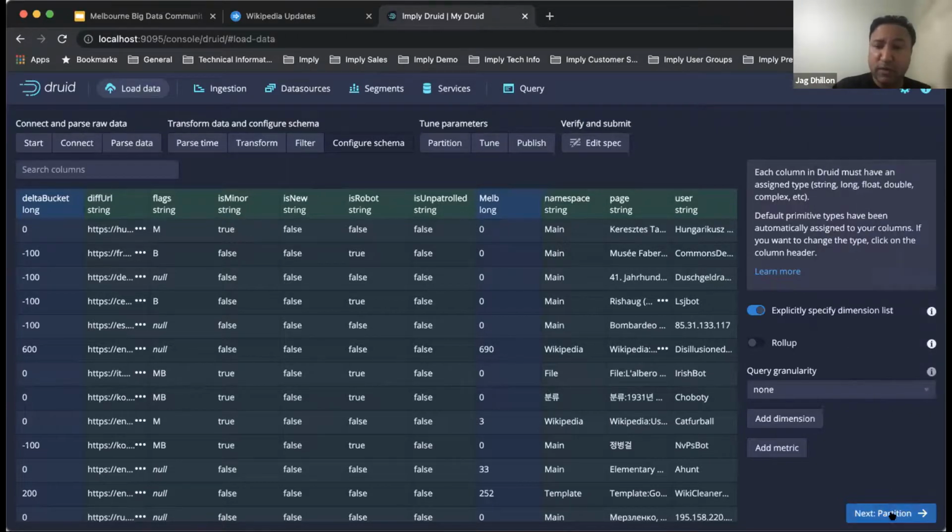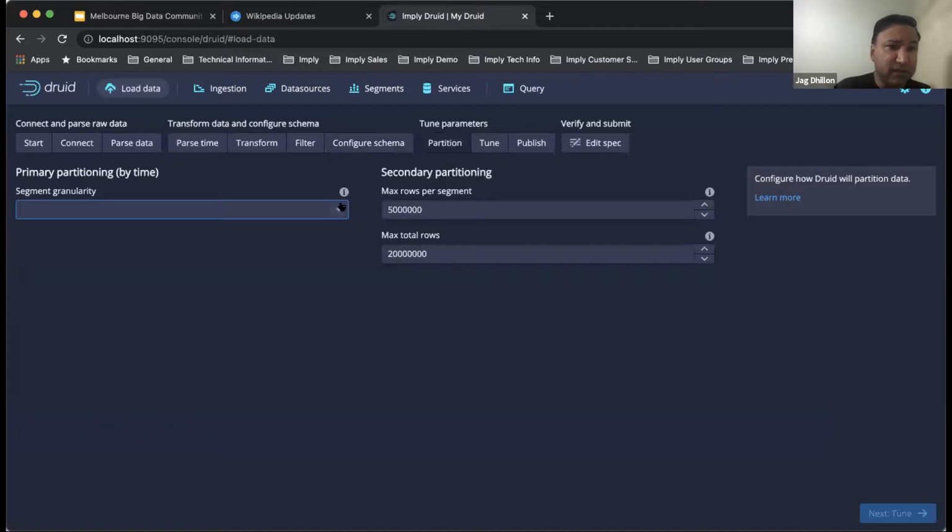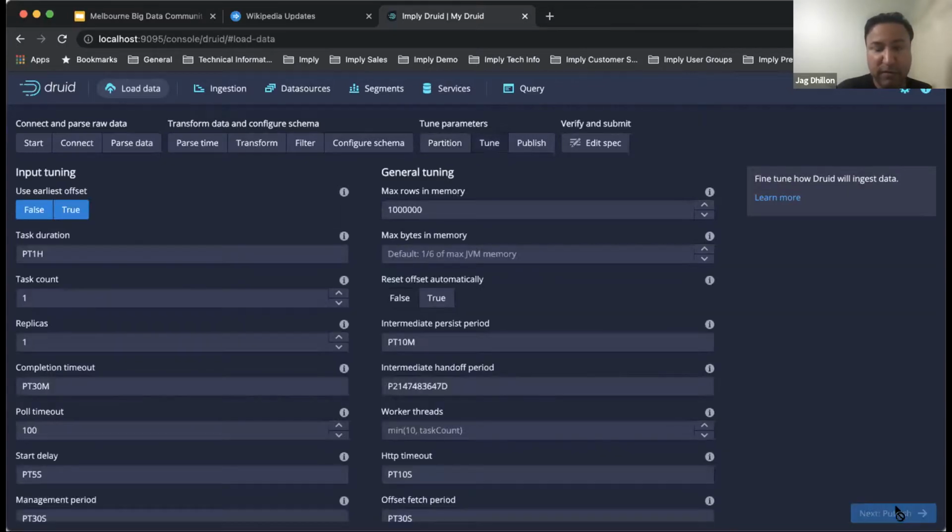And then you can go down and create the partition, which is the segment granularity. Again, these are the options available. Remember, I was telling you how the data is partitioned by your time period. I'll just go with hour, which is quite consistent because we're getting data in real time, in seconds, from Wikipedia.